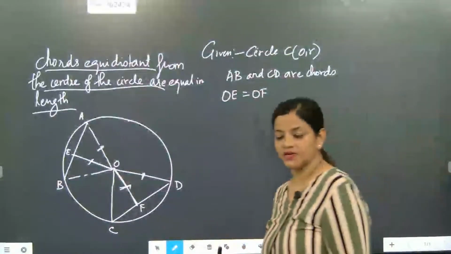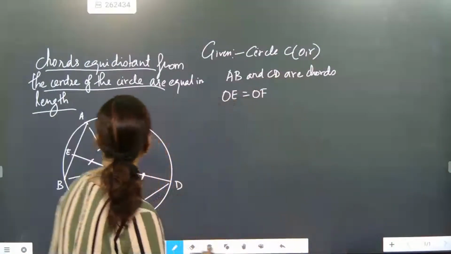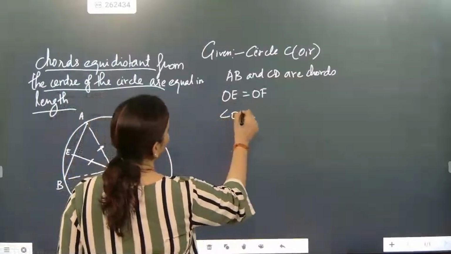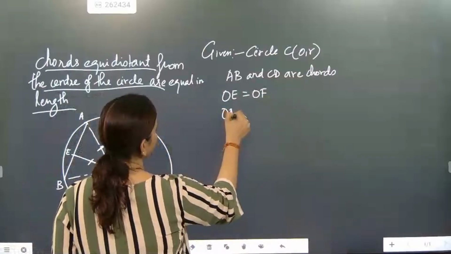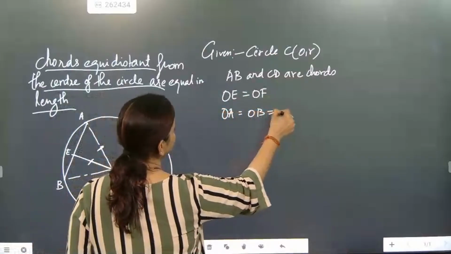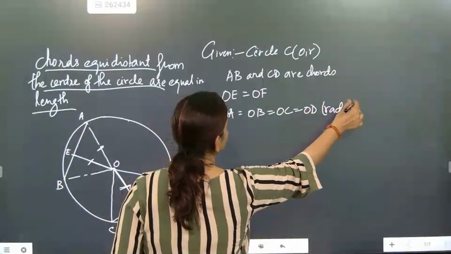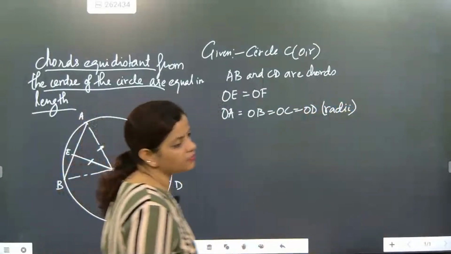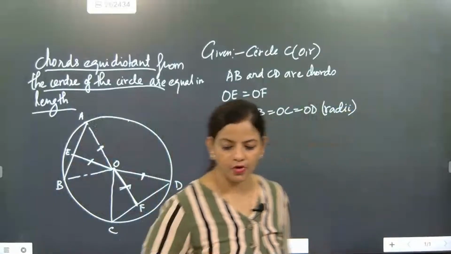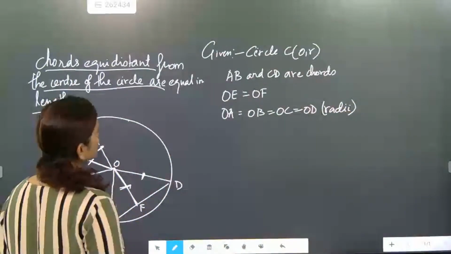Now all the radii will be equal. OA is equal to OB is equal to OC is equal to OD. They are radii and they are equal. So this is the next important point. Now next part, what are we going to do?